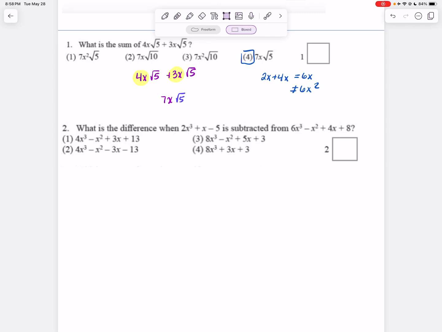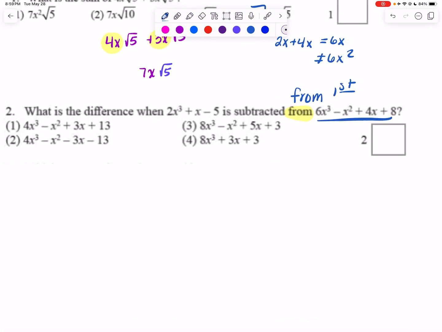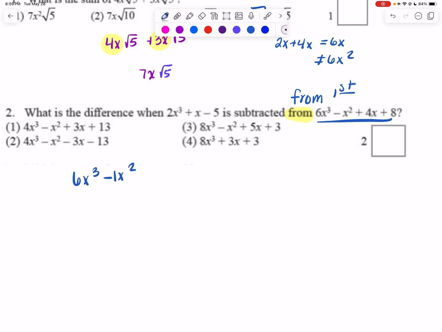Number 2, what is the difference when 2x to the third plus x minus 5 is subtracted from 6x to the third minus x squared plus 4x plus 8? So remember that key word, from. From comes first. So I'm going to be writing this expression first when I do my subtraction. So I'm going to write down 6x to the third minus 1x squared plus 4x plus 8.